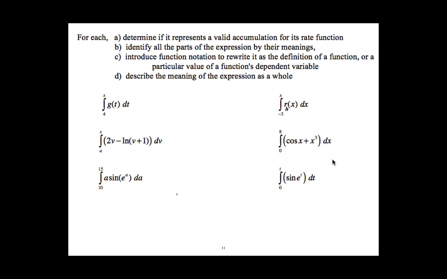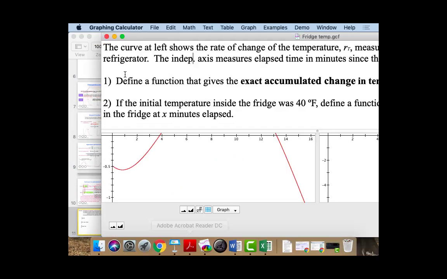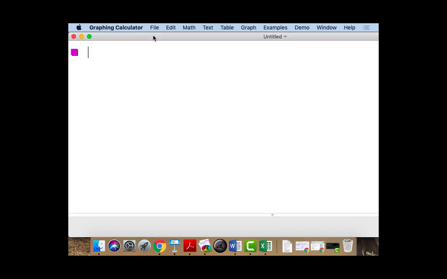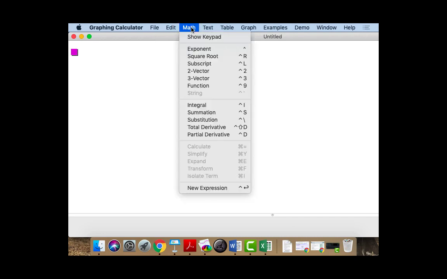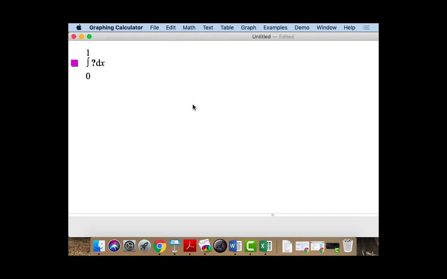Let's see. Cosine of x plus x cubed. So let me pull up GC. Under this math expression here, there's a bunch of things. One of them is integral. By default, it gives you 0 through 1, but let's fill in the blank. You can put in whatever you want. I'm going to do 0 through 8. And cosine of x dx. It also automatically gives you a dx at the end. You can't change that to a different variable, so just use x's as needed. But you can see this has a value to it.